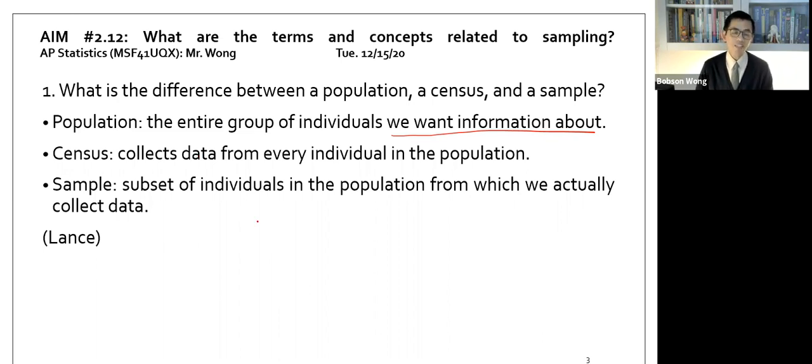Now, a sample is a subset of the individuals in the population. And so it's only some of the individuals, and it's from these individuals that we actually get data. So it's important that you recognize what is the population versus what is a sample. And then a census is associated with the population. Now, surveys are usually done from samples. And so pretty much every time we talk about surveys in this course, we will be taking it from a sample.